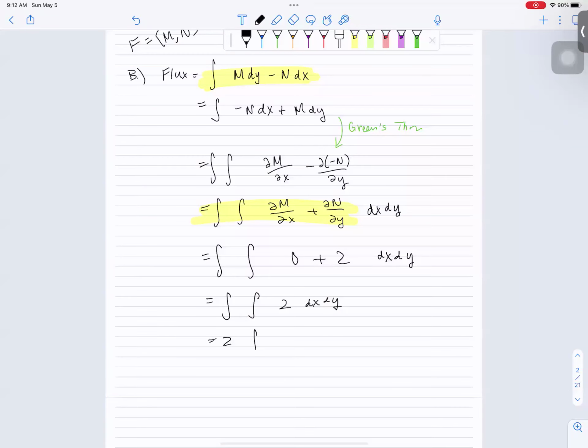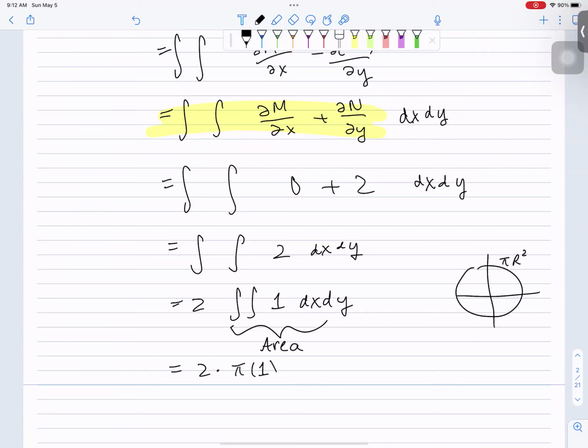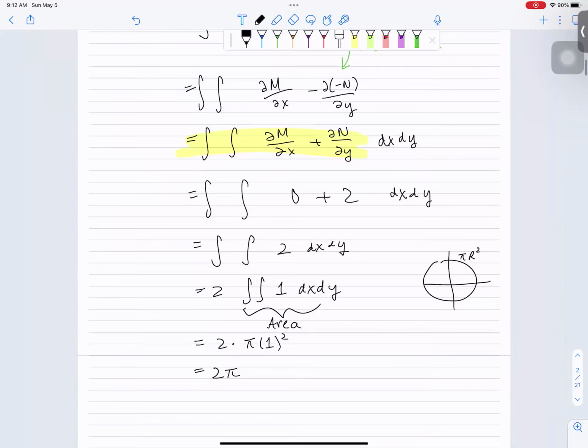I can bring the 2 out so that it's a double integral of 1 dx dy. Recognize that a double integral of 1 dx dy is the area of your region. So it's 2 times the area of our region. We have a unit circle, which has an area of pi r squared, so pi times 1 squared. So the final answer is 2 pi.